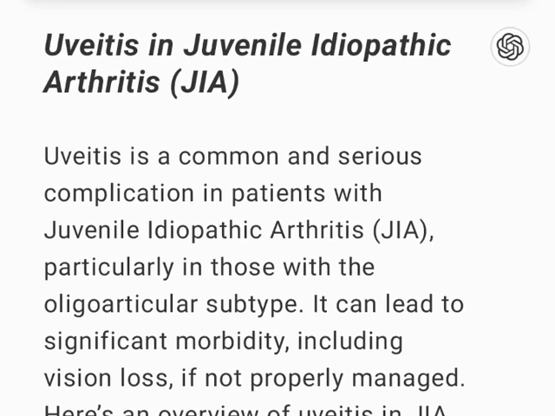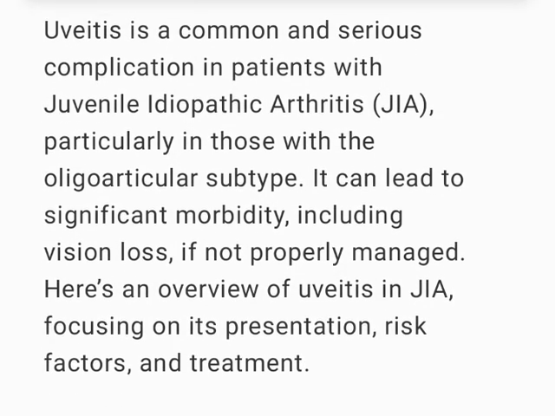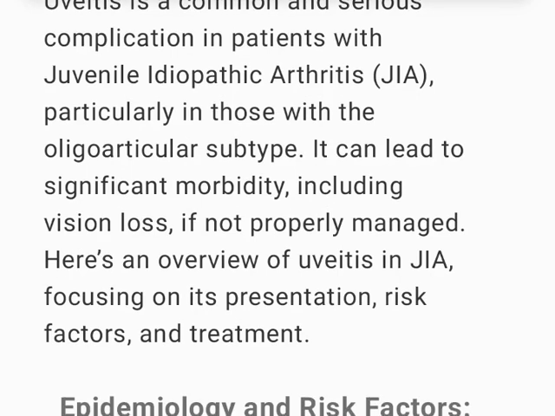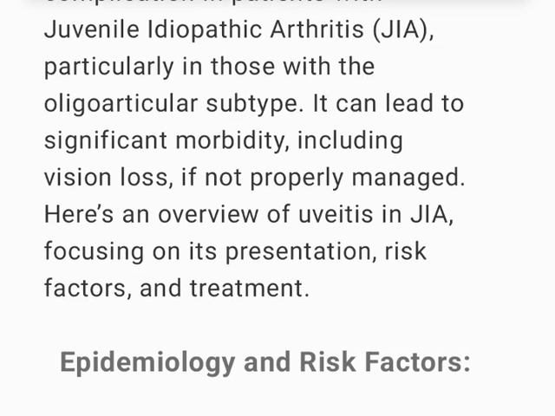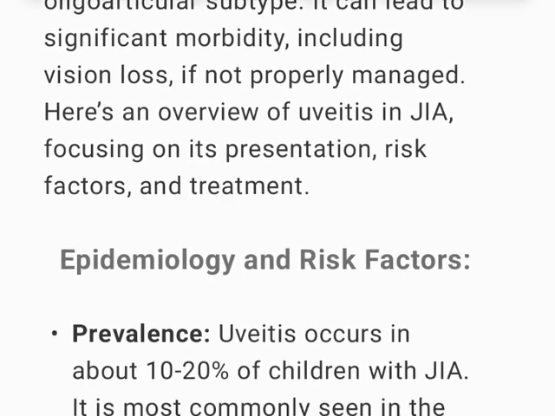Uveitis in juvenile idiopathic arthritis, JIA. Uveitis is a common and serious complication in patients with juvenile idiopathic arthritis, particularly in those with the oligoarticular subtype. It can lead to significant morbidity, including vision loss if not properly managed. Here's an overview of uveitis and JIA, focusing on its presentation, risk factors, and treatment.